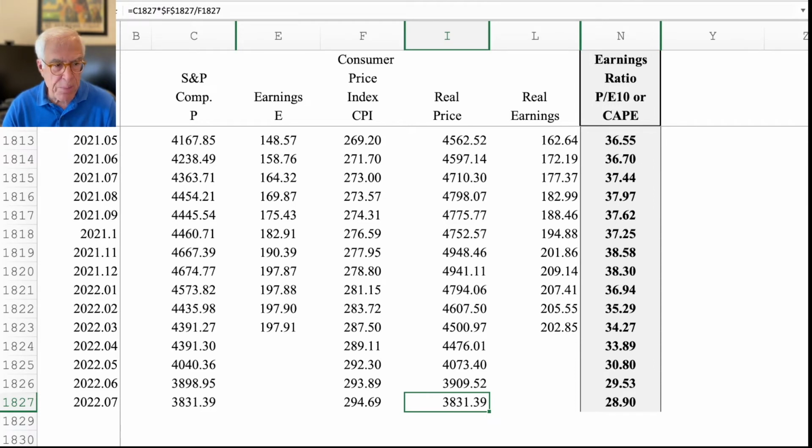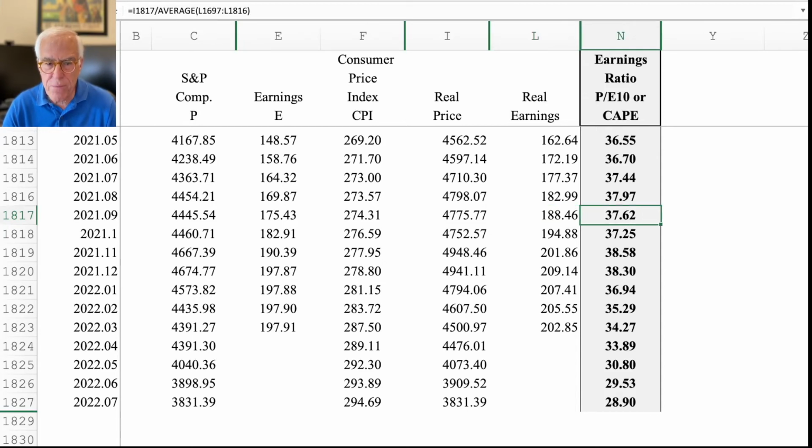But as we go back in time, he adjusts for the increasing purchasing power of the dollar. So, for example, in September of 2021, the S&P 500 index was 4455.48, but adjusted for inflation, it's 4775.77. Professor Shiller does exactly the same thing with earnings to get real earnings.